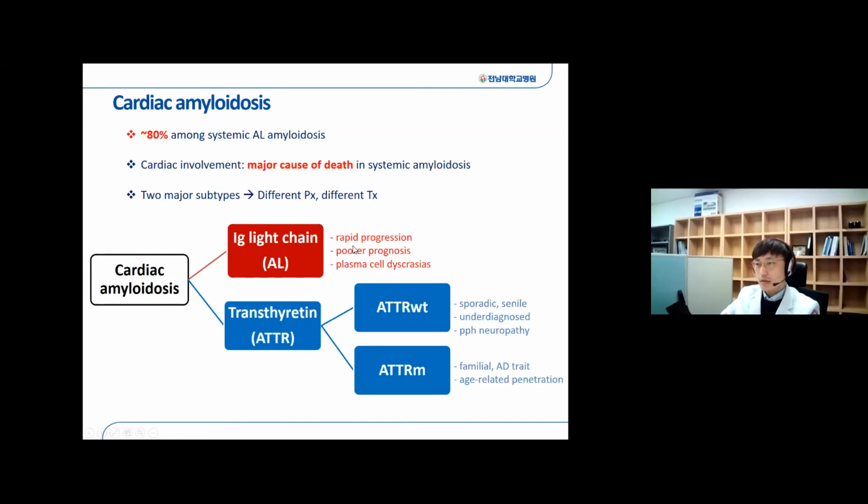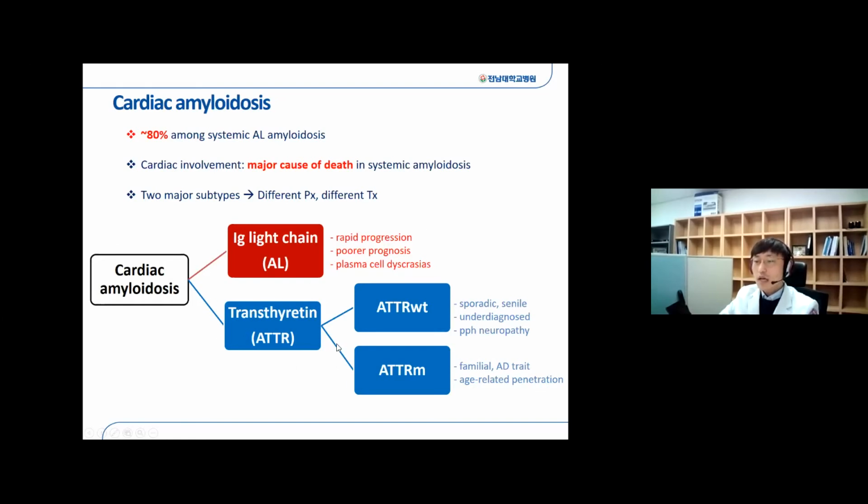AL-type cardiac amyloidosis progresses rapidly, and it has much poorer prognosis as compared to the ATTR type. And the main pathophysiology of AL cardiac amyloidosis is the plasma cell dyscrasia. So it has many things in common with multiple myeloma, and the treatment target is the CD20 positive B cells, such as chemotherapy, using rituximab.